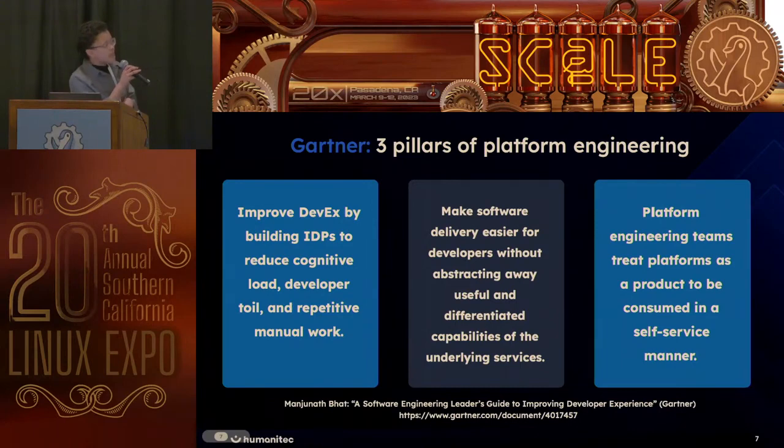The last pillar of platform engineering that they propose is that platform engineering teams treat platforms as a product to be consumed in a self-service manner. And as you saw from the roadmap, we're going to discuss what treating your platform as a product is like in length.